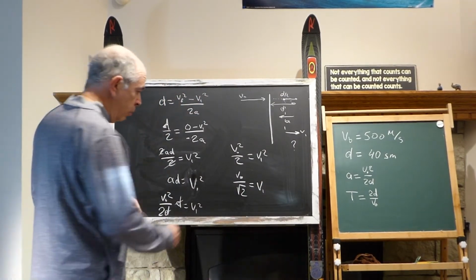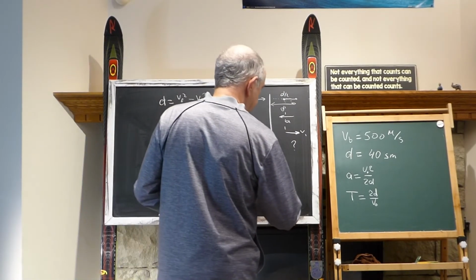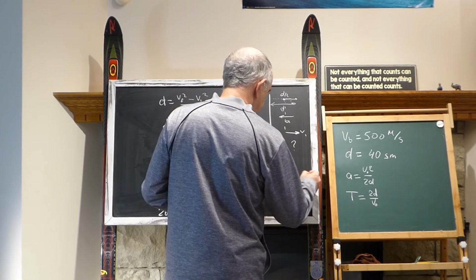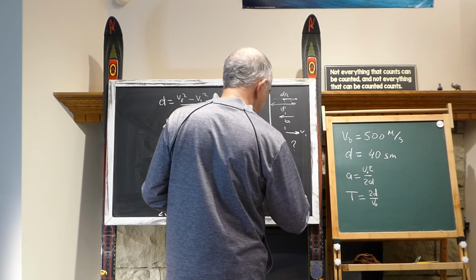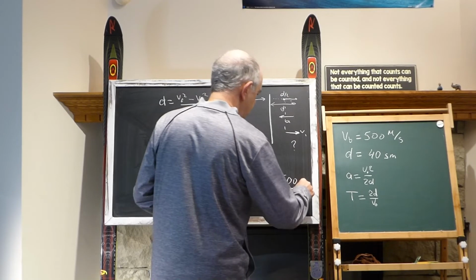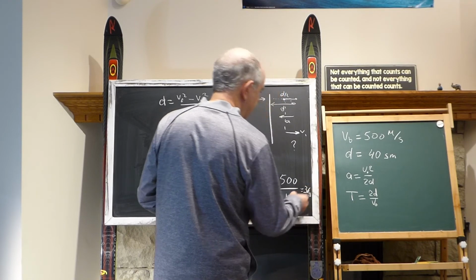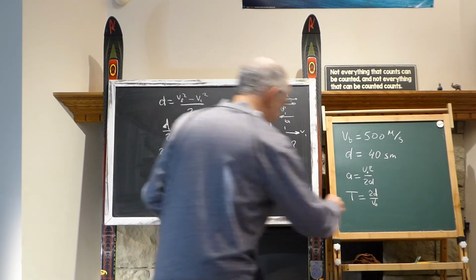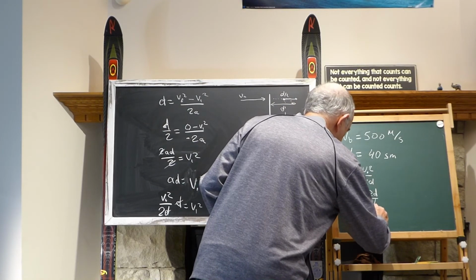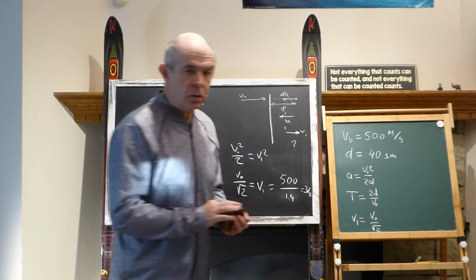So square root of 2 is 1.4 roughly. So immediately I receive 500 meters per second divided by 1.4. Very roughly 300. Maybe a little bit more. 360, let's say. But anyway, I have v1 equals v0 divided by square root of 2. And that concludes this problem.